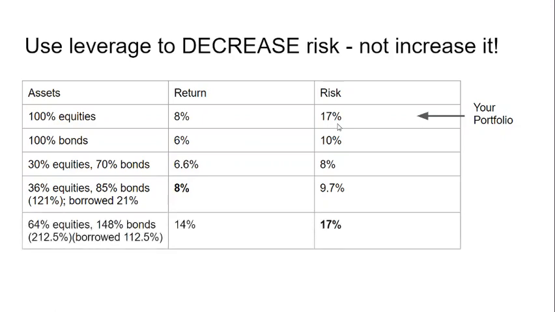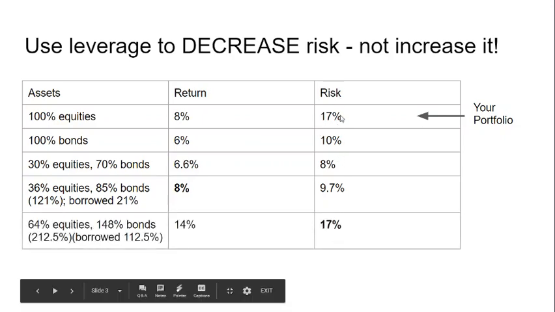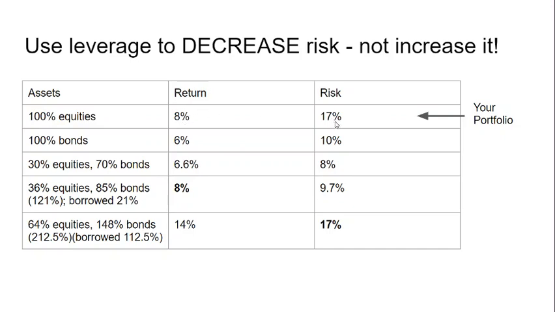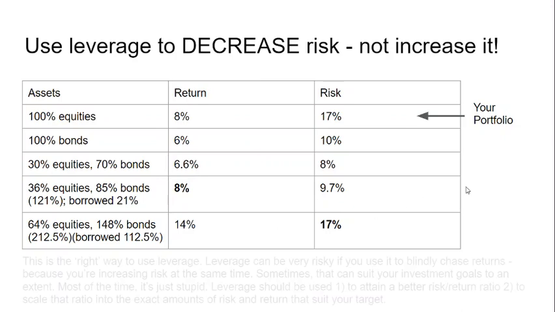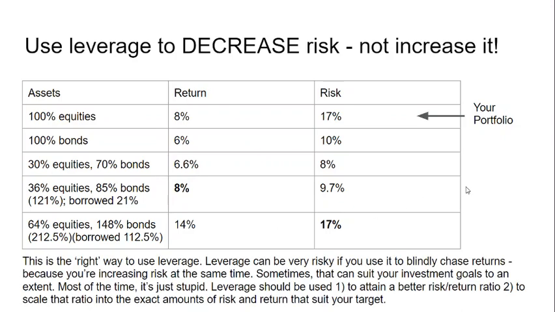And if you use even more leverage to target the same amount of risk, instead of targeting the same amount of return, you're leveraging that portfolio so you take on as much risk as a portfolio of 100% equities. With this diversified portfolio, you get an annualized return of 14%, which is much more, and it's much better. Okay, this is the right way to use leverage.